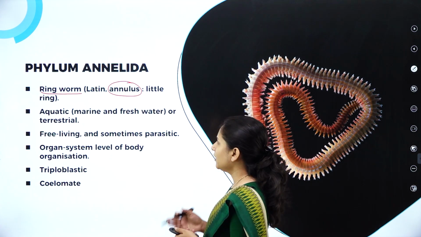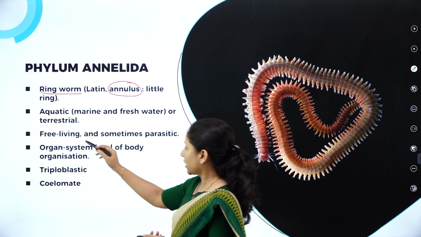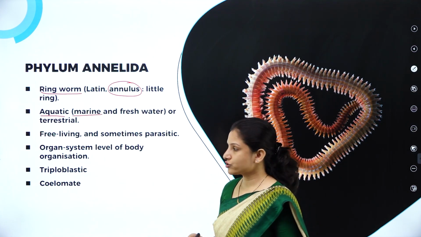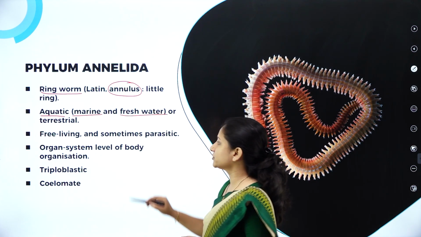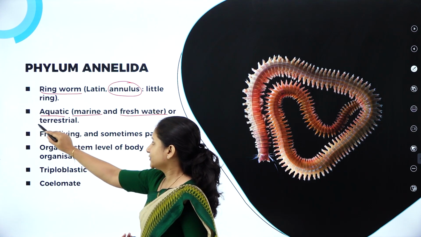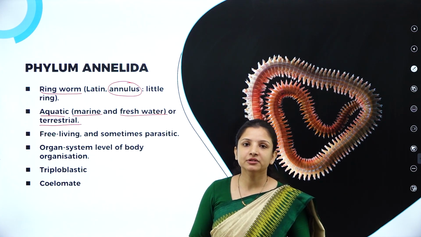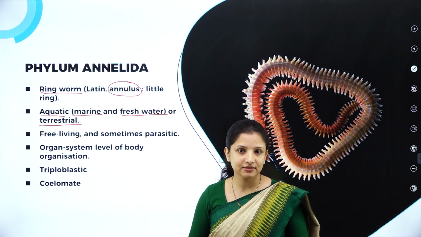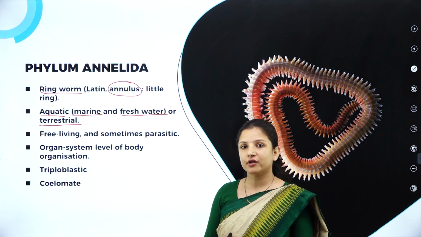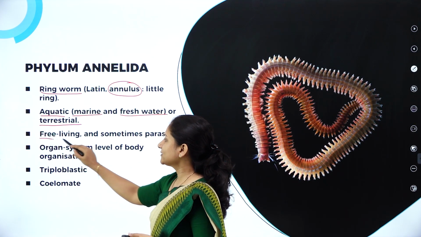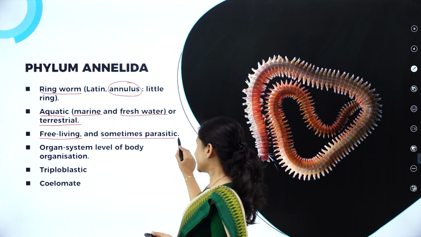They have segments. And talking about the habitat, they are aquatic, wherein they can live in marine habitat, that is seas and oceans, and in fresh water such as ponds, rivers, lakes, etc. And some of them can be terrestrial as well. So terrestrial: earthworms, leech. Aquatic: Nereis. Nereis is one of the best examples for an aquatic annelid. They can be free living and some are parasitic.